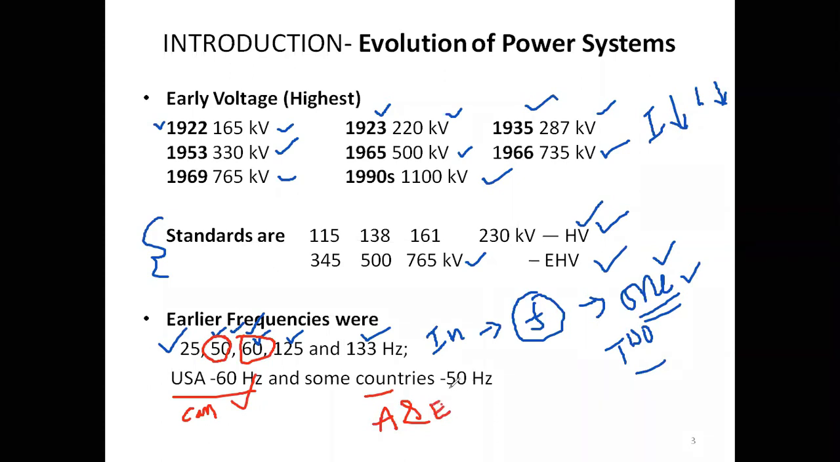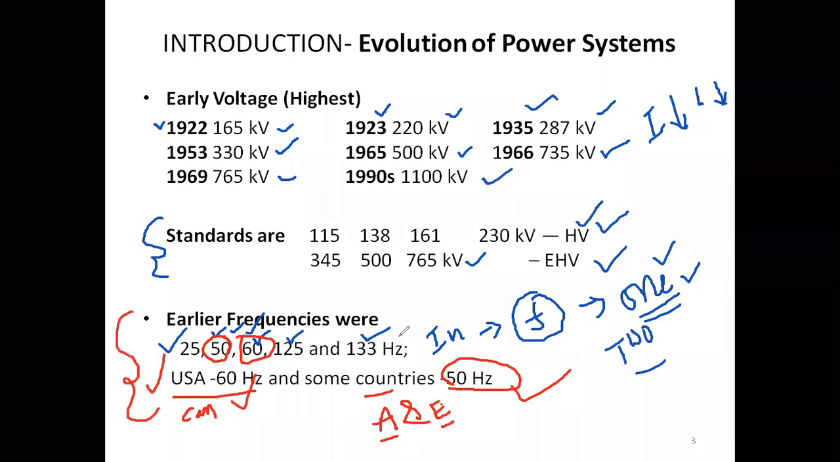So European countries, we are using 50 Hz. In the entire world, we are having two frequencies. One is 60 Hz, in Canada and the USA, and in Asian and European countries, we are using 50 Hz. So these were the frequencies.